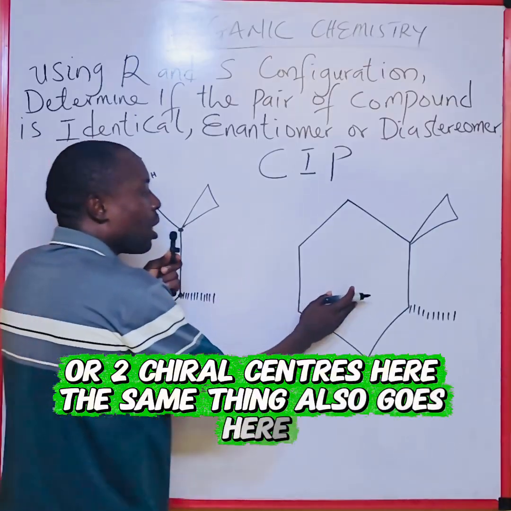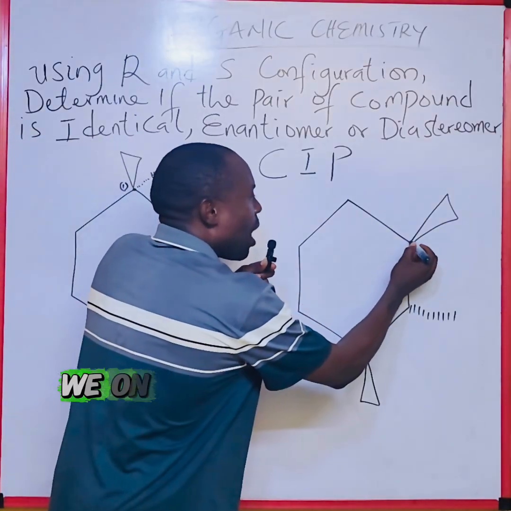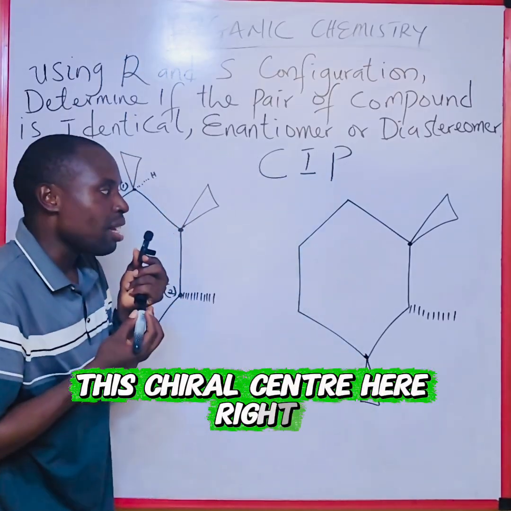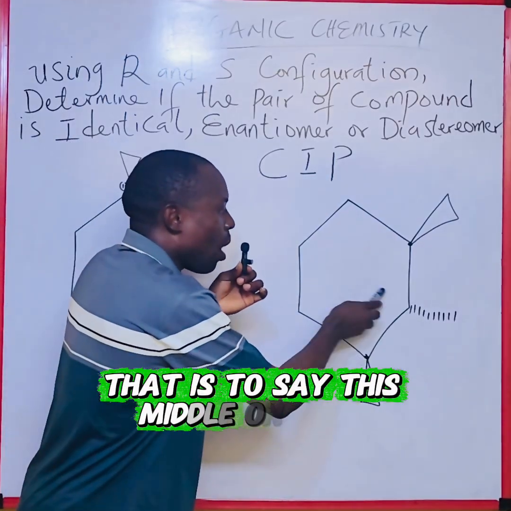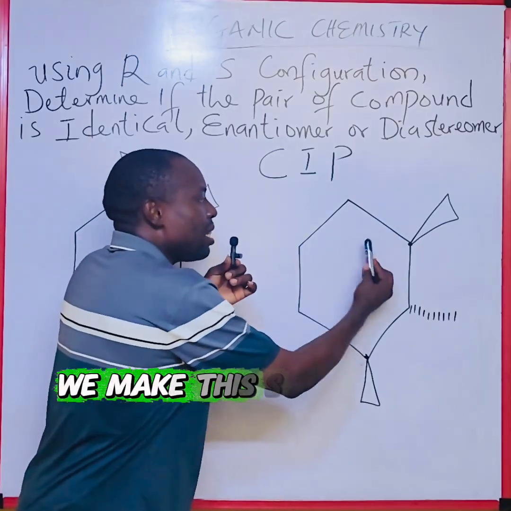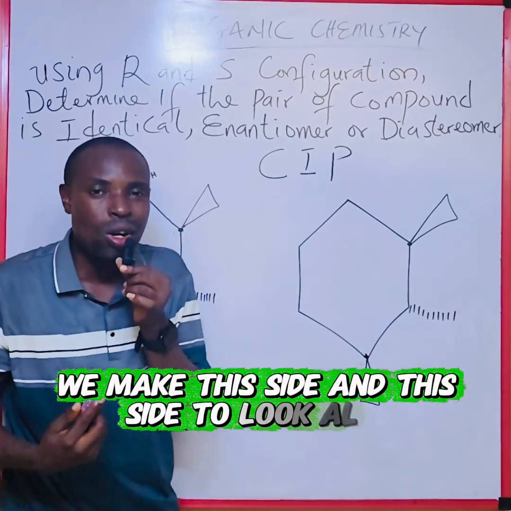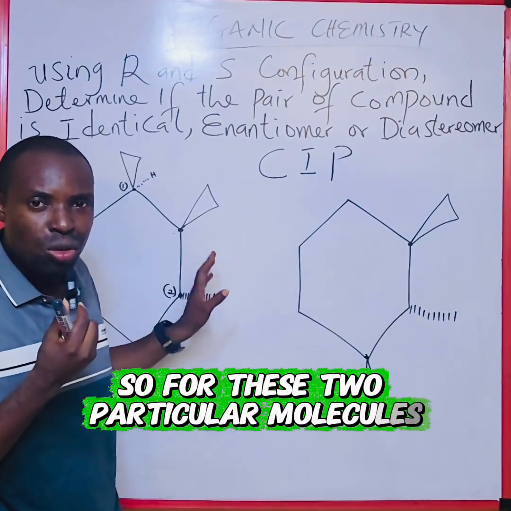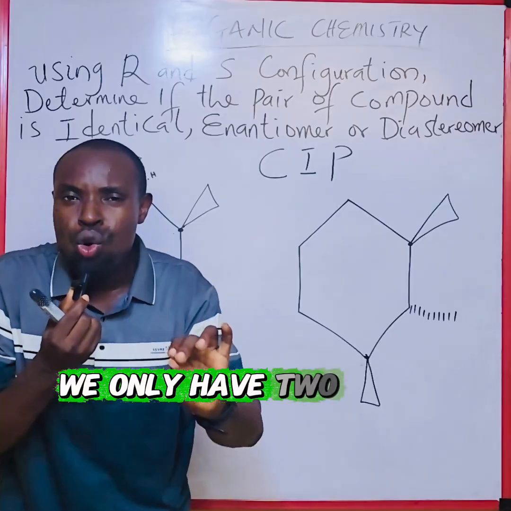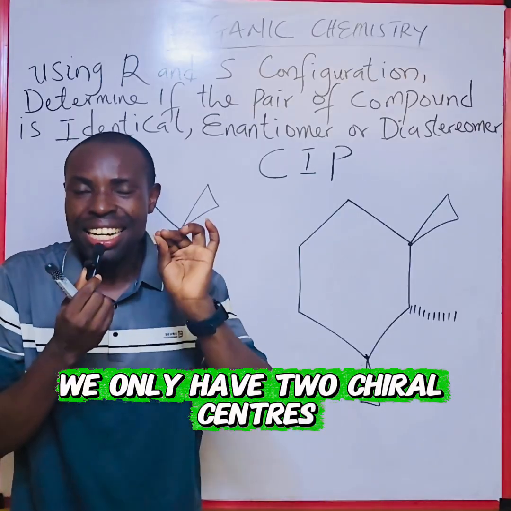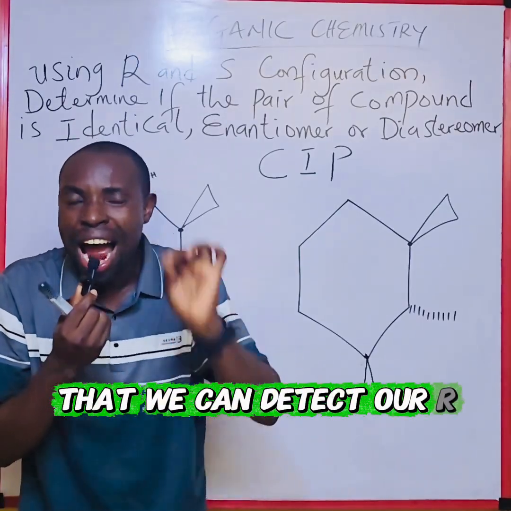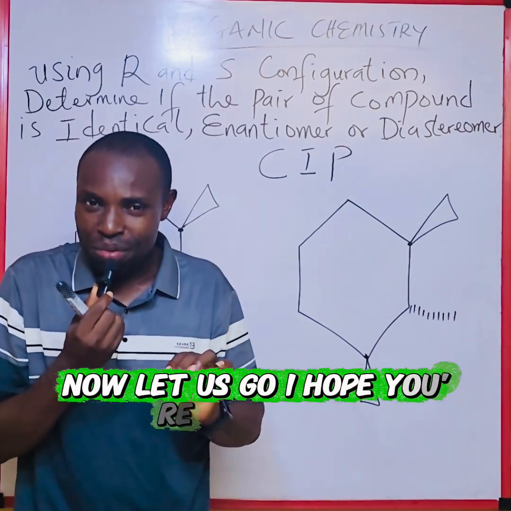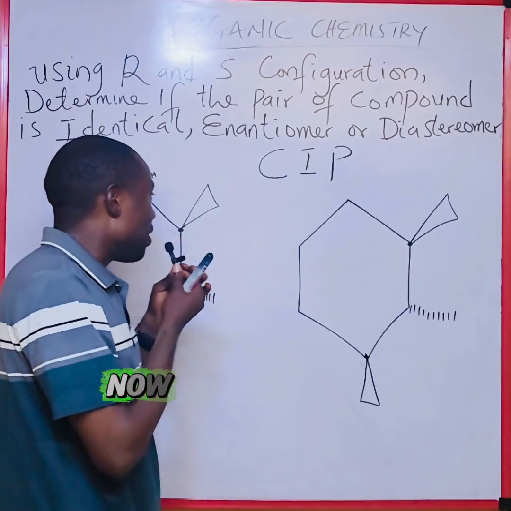The same thing also goes here. So in this particular molecule, we only have this chiral center here and this chiral center here. That is to say, this middle one here will make this side and this side look alike. So for these two particular molecules, we only have two chiral centers from which we can determine our arrow and X. Now let us go. I hope you're following.